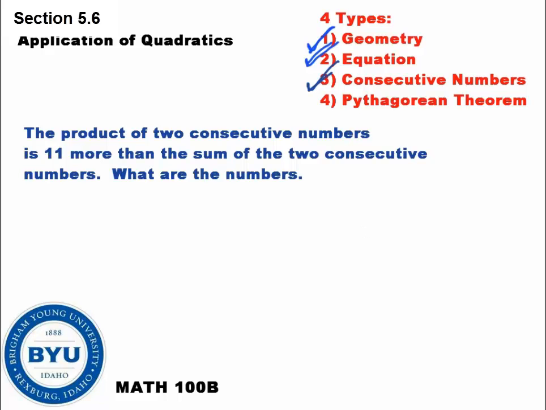Okay, let's take a look at this one right here. Let's use orange. That looks like fun. It says the product of 2 consecutive numbers. So let's write out these numbers. I'm going to call the first number x, and the next number x plus 1. These are my two numbers, okay?